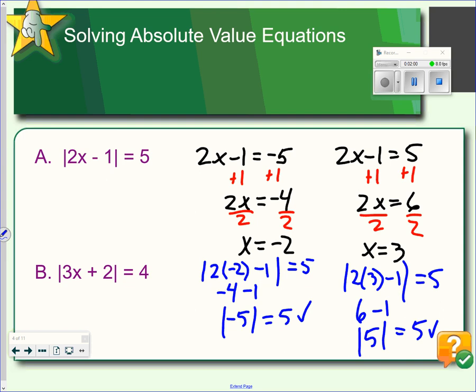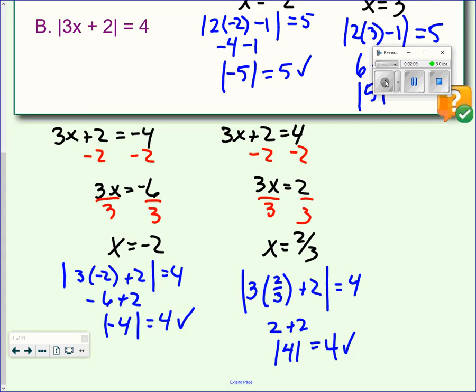Okay, you can give it a try on example B and check and see if you get the right answer. So you'll need to press pause while you work it out. Okay, so I got the solutions x equals negative 2 and x equals positive 2/3, and I checked both of those solutions and they both work.